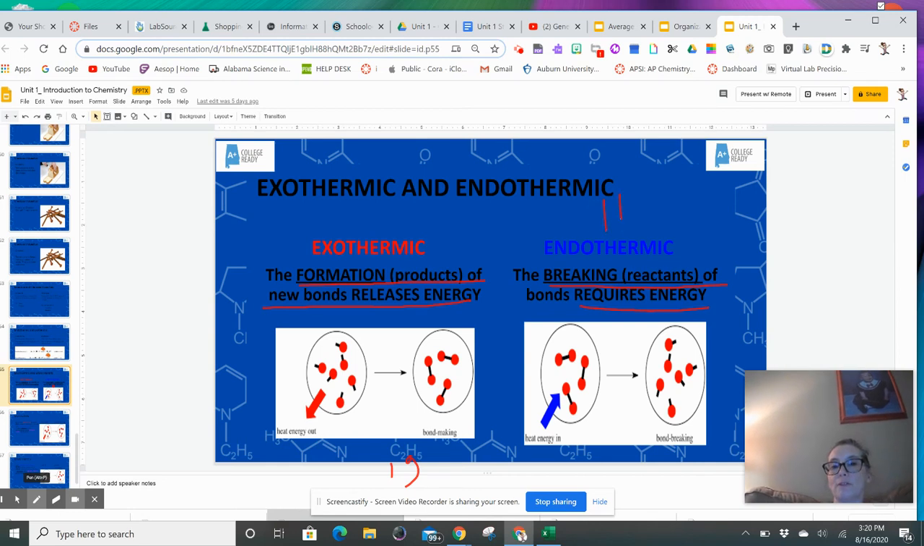So if I have water and I want to break the bond between the oxygen and the hydrogen, that's going to take some energy. I have to put in energy to do that. That's an endothermic reaction. But if I have hydrogen and I have oxygen and they form a bond between them, that actually releases energy. So that's exothermic.